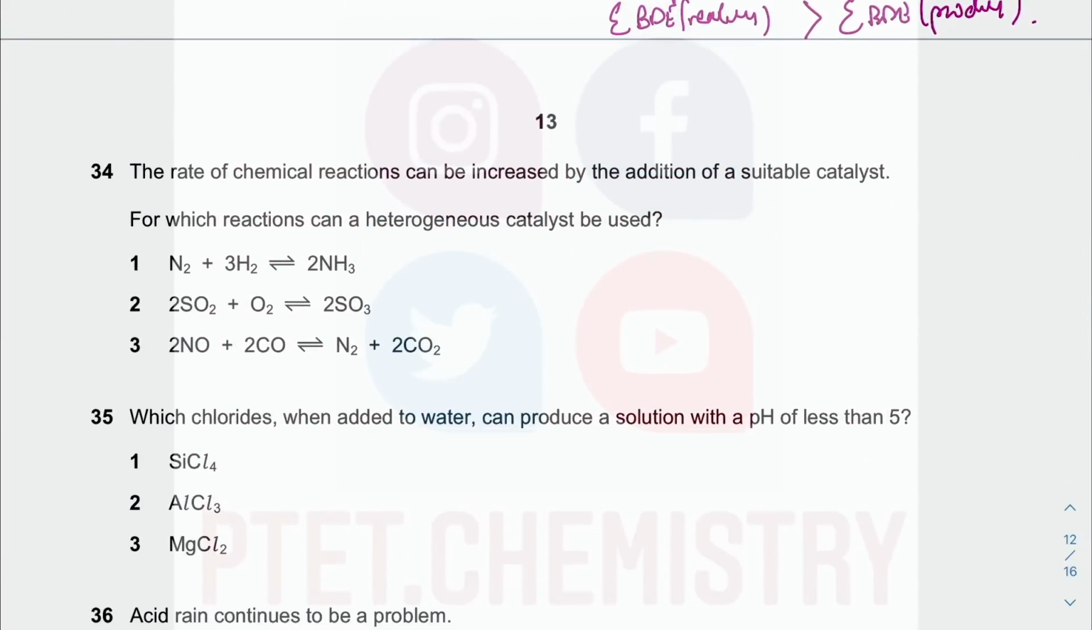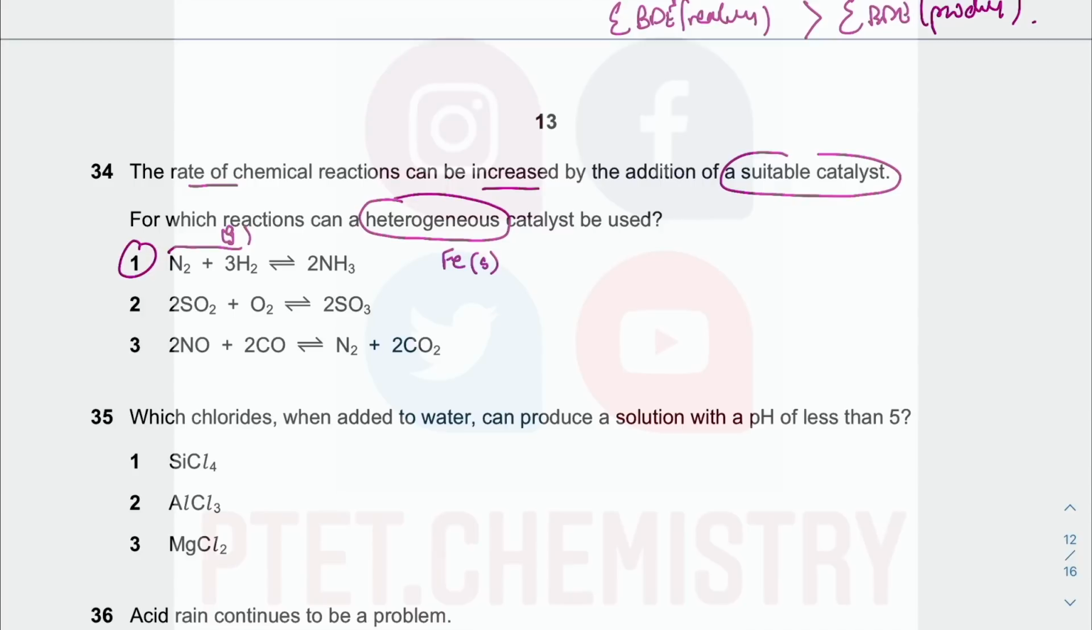Question 34. So you can increase the rate of a chemical reaction by using a catalyst. For which reaction can a heterogeneous catalyst be used, meaning it's a different phase than the reactant? Your reactants both are gases here. You use iron, solid, finely powdered iron as a catalyst. Solid is a different phase than the gas. So what you have is a heterogeneous catalyst.